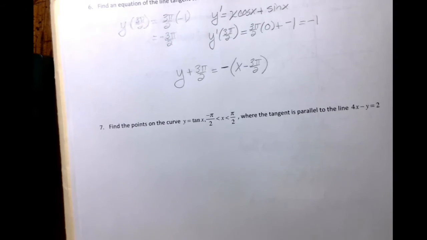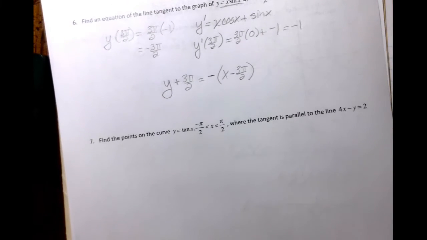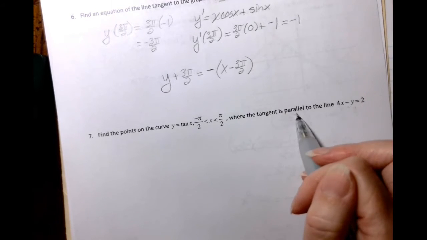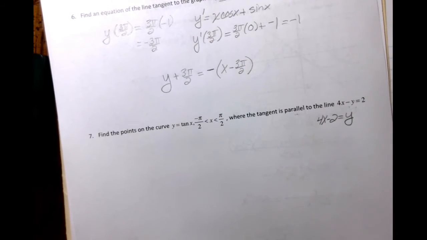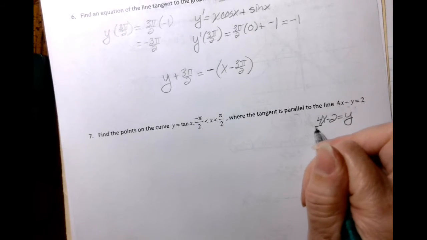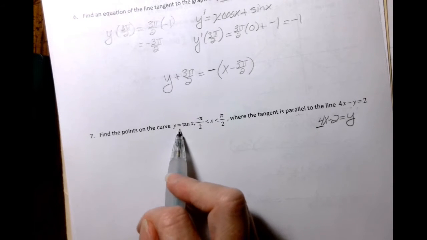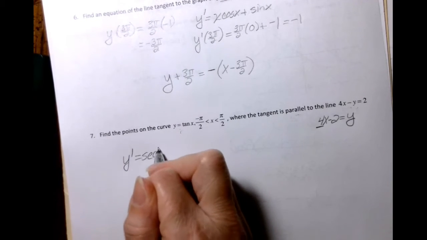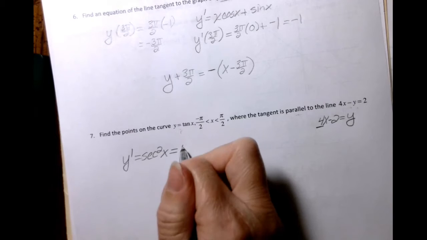Finding the points on the curve of the tangent function where the tangent is parallel to this particular line. Well, if it's parallel, then they have to share the same slope. So I'm going to say 4x minus 2 is equal to y, so I'm in slope-intercept form. That means if they're parallel, that slope of 4 is the slope on the tangent graph. So I go to my y equals tangent, I take its derivative. The derivative of tangent is secant squared. And that, if I'm matching slopes, because I'm parallel, would have to equal 4.